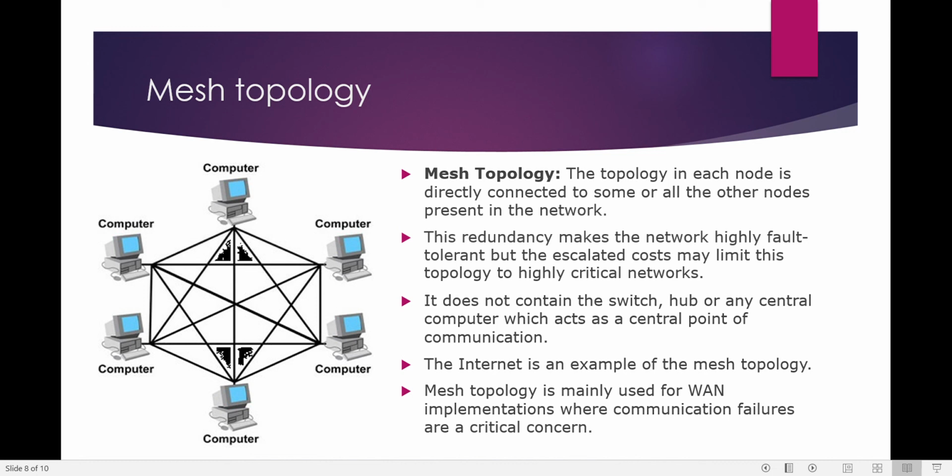Now, internet is an example of mesh topology because we know, right, our devices are connected to each other via internet, and it is a very huge mesh of the devices. So, generally, mesh topology is used for WAN implementations, and in WAN implementation, we cannot afford a communication failure, so we need to have a very high redundancy.